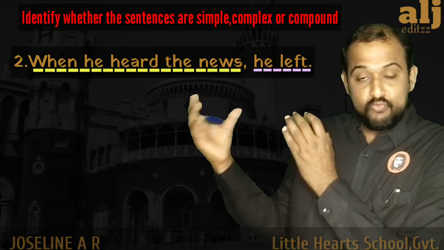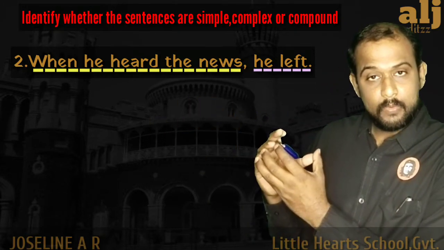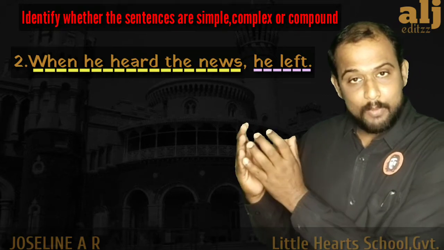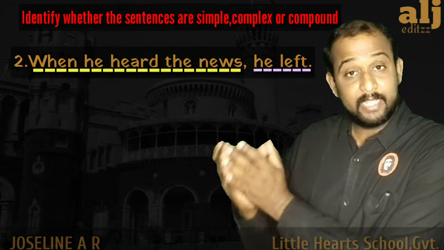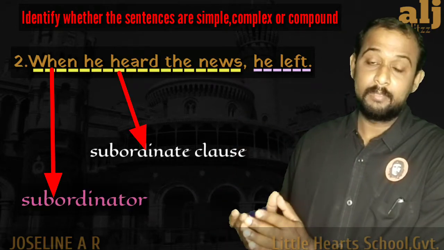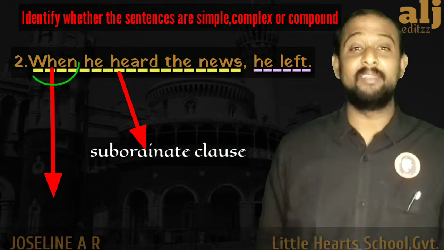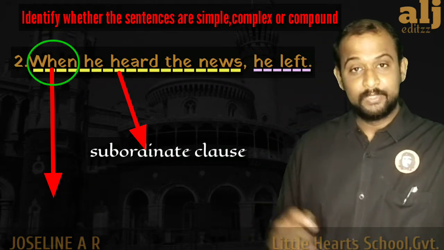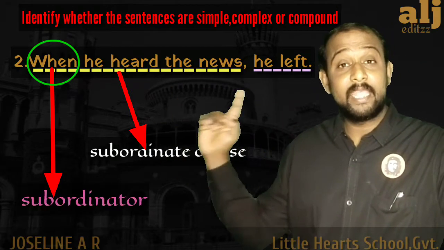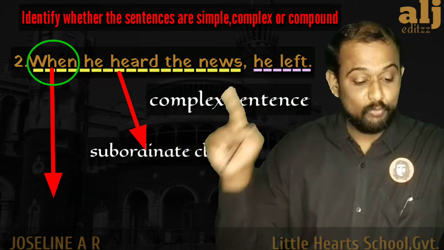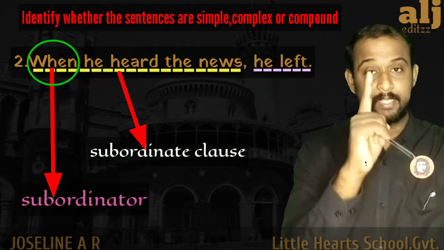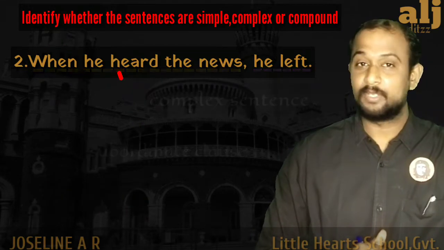Now, when he heard the news, what is it? Is it a subordinating clause or a main clause? It is in fact a dependent clause, a subordinating clause, because it is introduced by the word when, which is a subordinator. So this is a complex sentence, because we have only one main clause, he left, and when he heard the news is a subordinating clause. Got the point? Next.